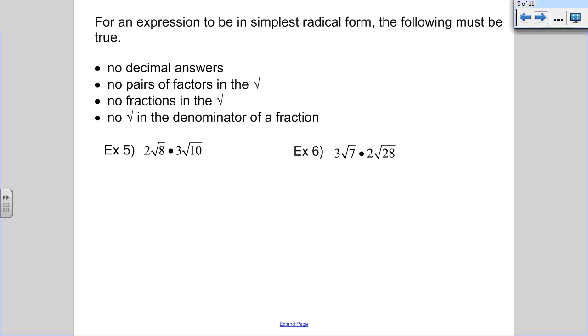All right, ladies and gentlemen, backside, I've got a couple of more problems to do with you. All right. I'm going to multiply radicals. 2 square root of 8 times 3 square root of 10. I'm going to take 2 times 3, and I'm going to get 6. The rules there haven't changed.